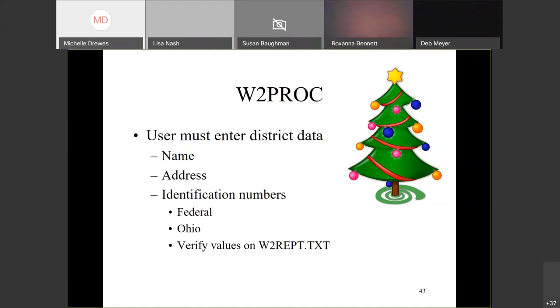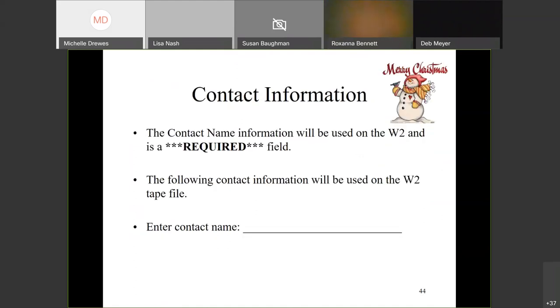And then the district will have to enter in their name and address and identification number. The contact name information will be used on the W-2, and this is a required field. So whoever's running W-2 proc will have to enter in their name.